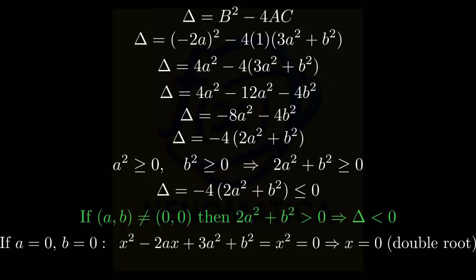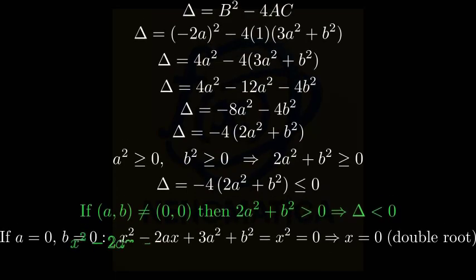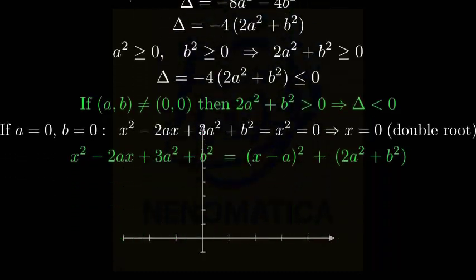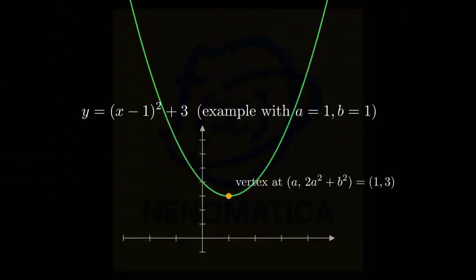Then the quadratic becomes x² = 0, which has a real repeated root at x = 0. Apart from this degenerate case, the equation has no real roots. For deeper intuition, complete the square. x² − 2ax + 3a² + b² can be rewritten as the square of (x − a) plus the constant 2a² + b².